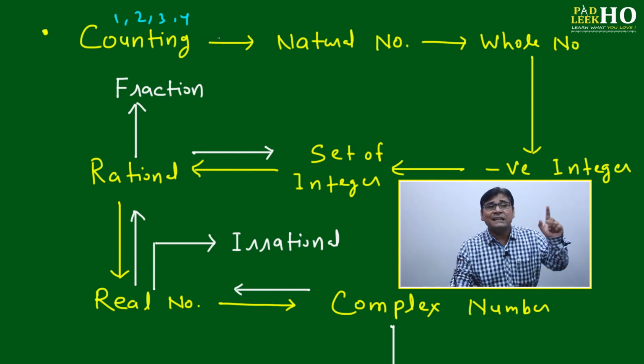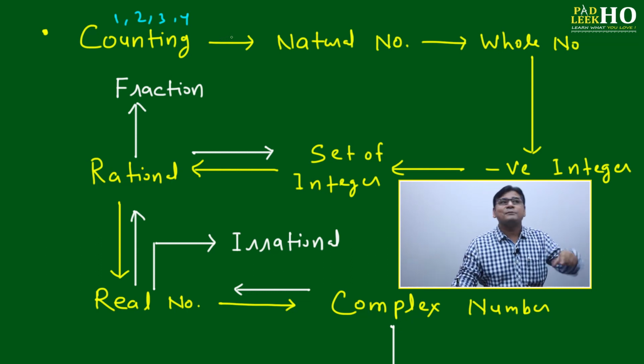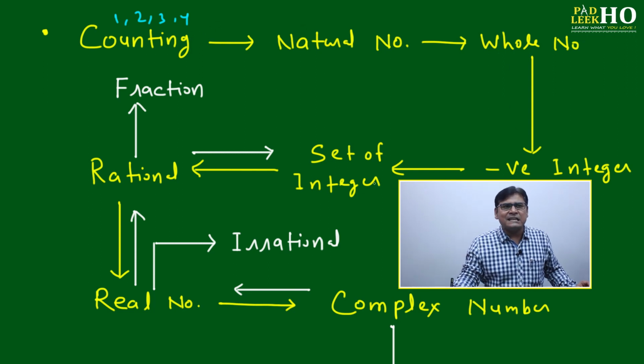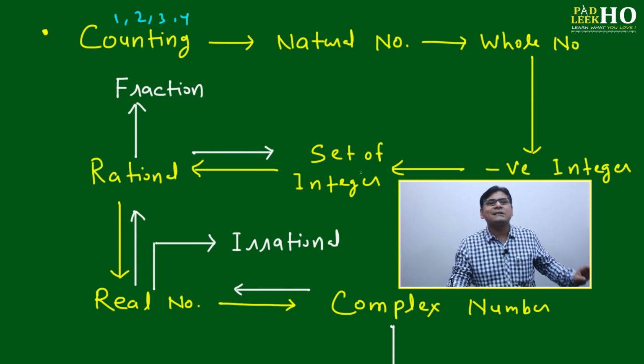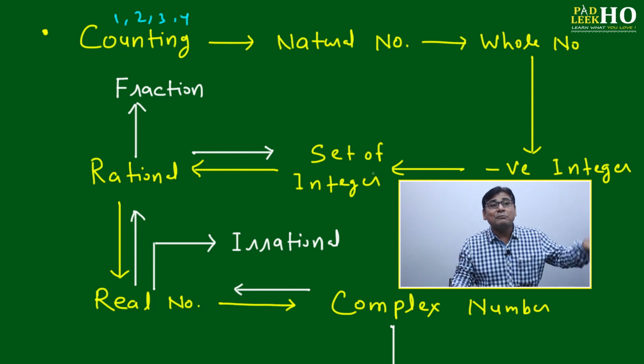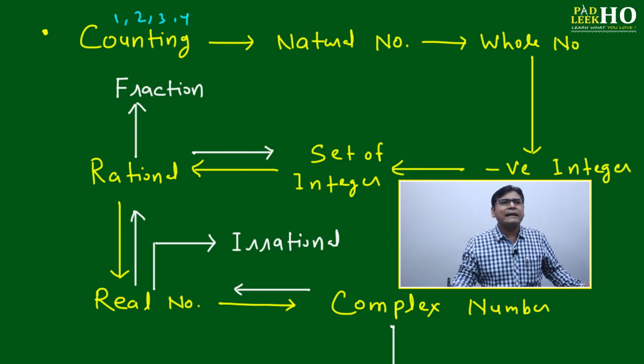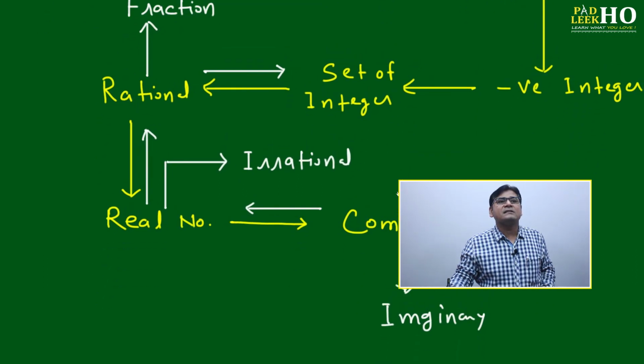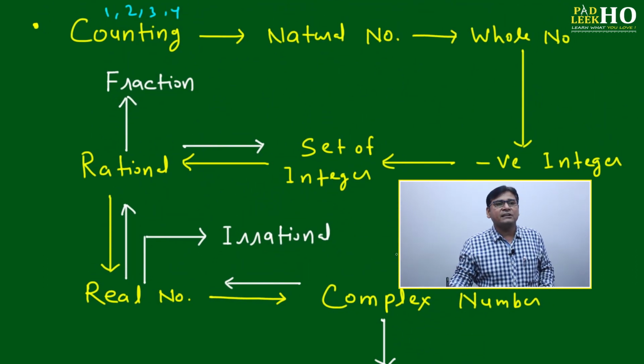Keep that in mind. Whatever the topic, you should try to understand it with respect to 1, 2, 3, 4, because everything emerges from 1, 2, 3, 4. Then we start from counting. It comes to the natural number, whole number, negative integers, set of integers. These are all stories I have already discussed in so many sessions, and again in the master stroke. Then it has come to rational number, real number, and real number is a part of complex number. And complex number is again divided in two parts.